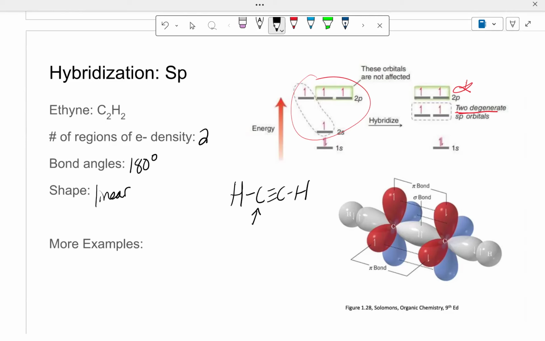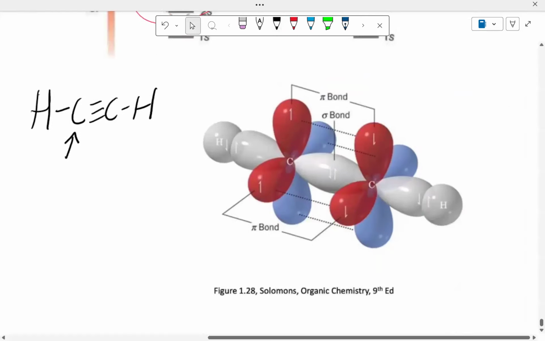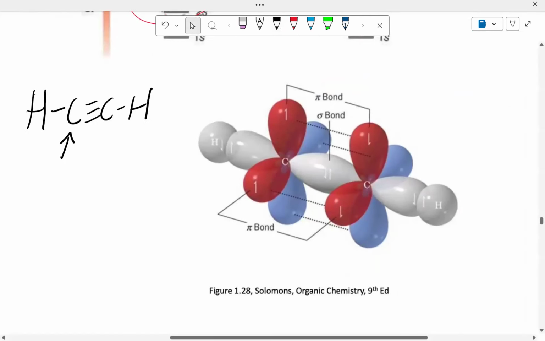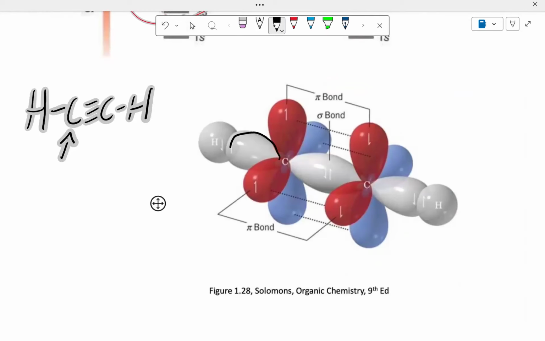Now let's talk about how that triple bond is formed. I'm going to use this diagram right here. So in an sp hybridized atom, there are 2 hybrid orbitals. Here's an sp orbital bonding with an atomic orbital. And then there's the other sp orbital. It's bonding with the hybrid orbital of the other carbon here.